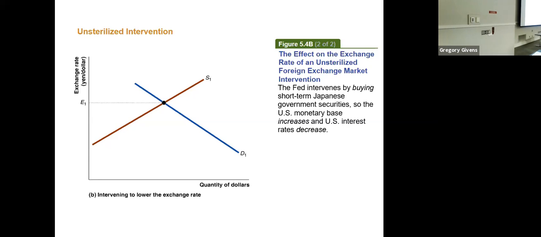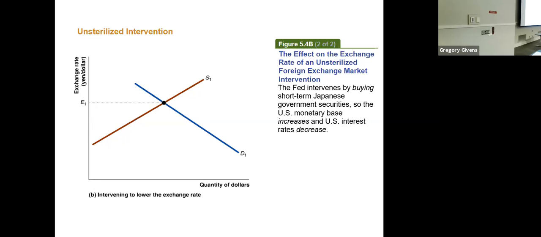Here is our starting point, at the intersection of the supply and the demand curve for US foreign currency exchange. Go through the steps. How does this intervention affect our holdings of international reserves? How does that affect the monetary base, domestic interest rates, and therefore the exchange rate?